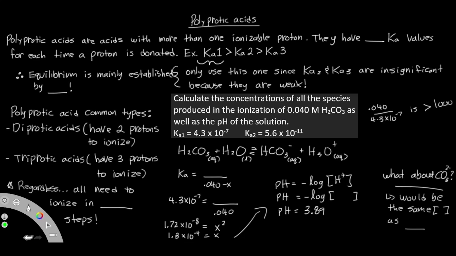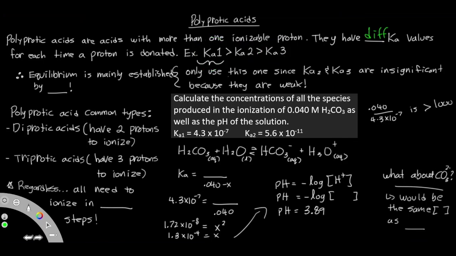Polyprotic acids are acids with more than one ionizable proton. They have different Ka values. Remember our acid dissociation constant values? Okay, for each time a proton is donated. For example, Ka1 is going to be greater than Ka2 and greater than Ka3.